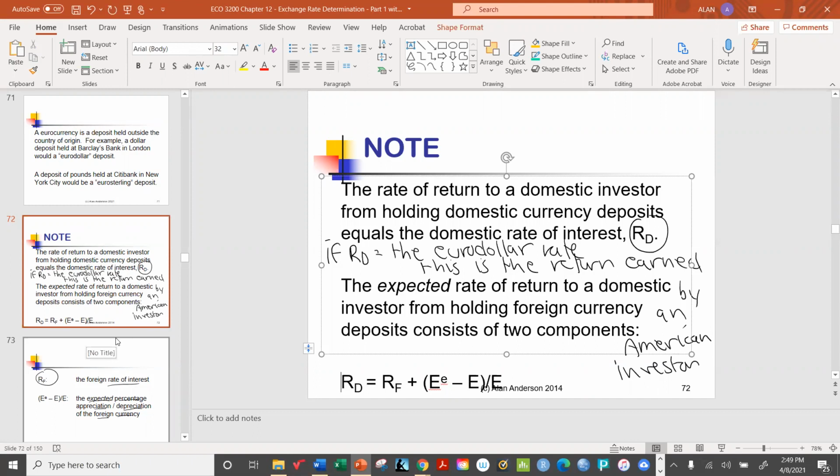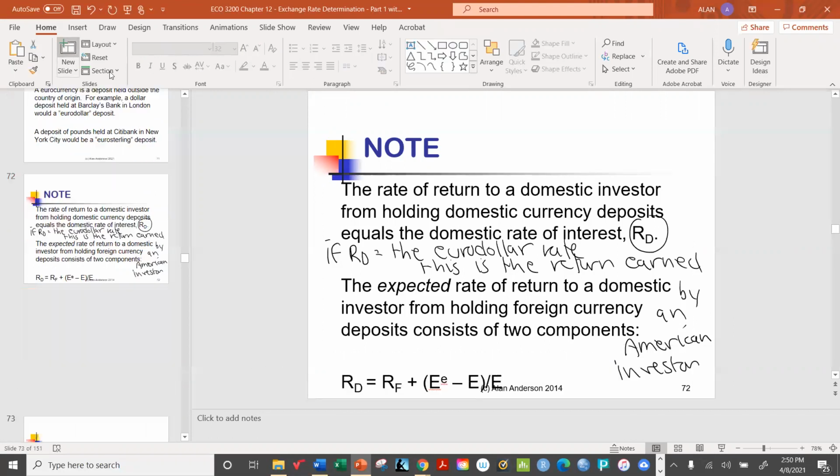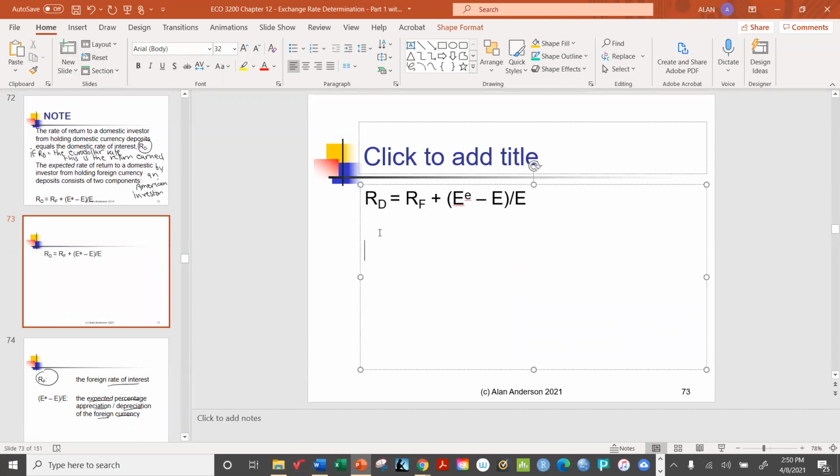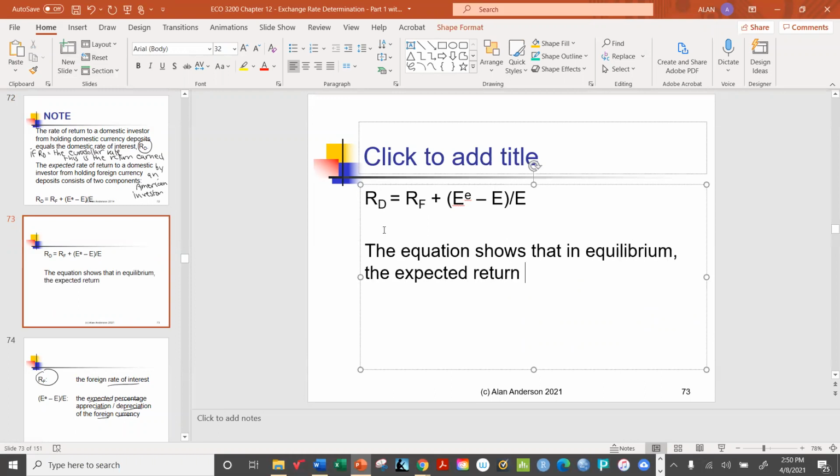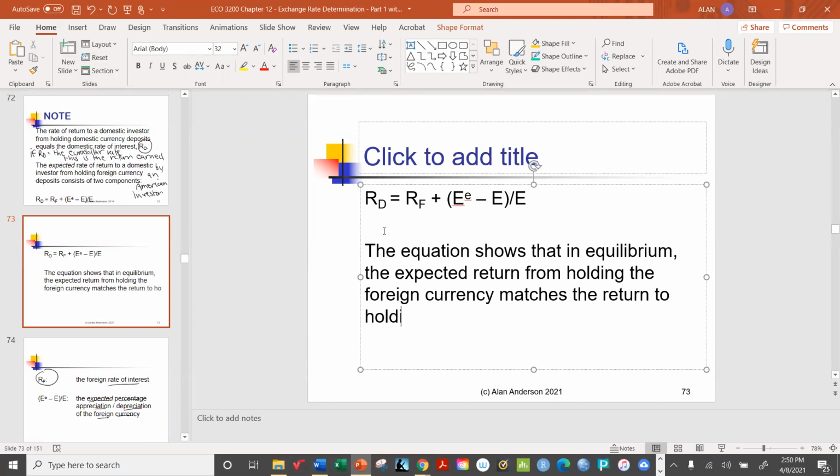Now, if something changes, that could trigger a switch from dollars into pounds and vice versa. But right now, when this equation holds, we're assuming that everybody is happy with what they're holding and they'll have no reason to switch into the other currency. So in a nutshell, what this equation is saying is that in equilibrium, the expected rate of return from holding the foreign currency matches the return to holding the domestic currency.